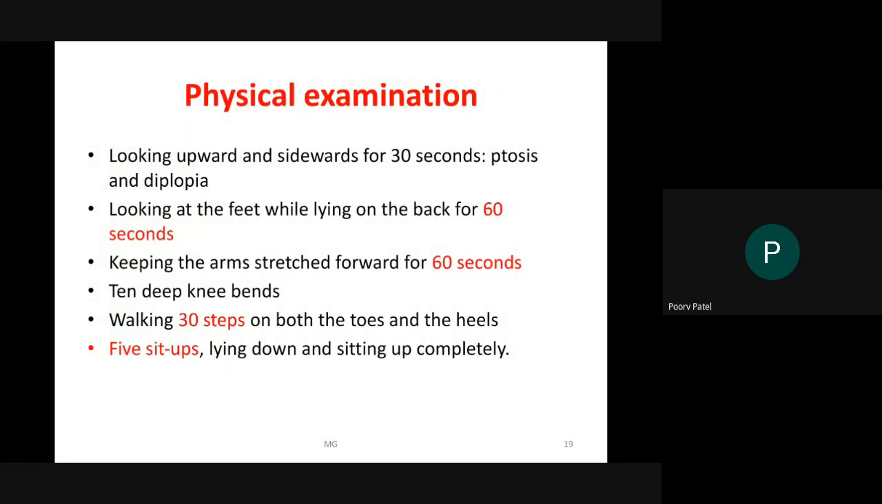Third, 10 deep knee bends. You ask the patient to do squatting. While doing the squatting, it should be a total knee bend, from the standing position to the knee completely flexed. As much as possible, the patient has to go down.